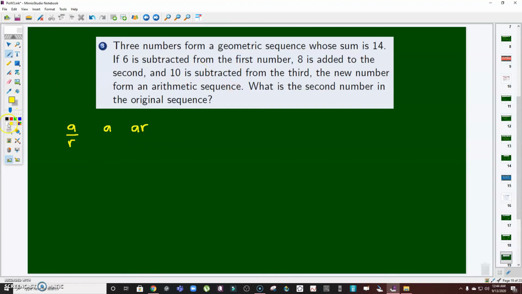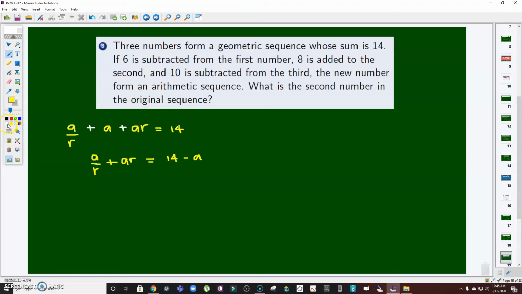So, the problem says the sum of these three numbers is 14. So, from this equation, I can simplify this: a over r plus ar is equal to 14 minus a. Okay, take note of this.